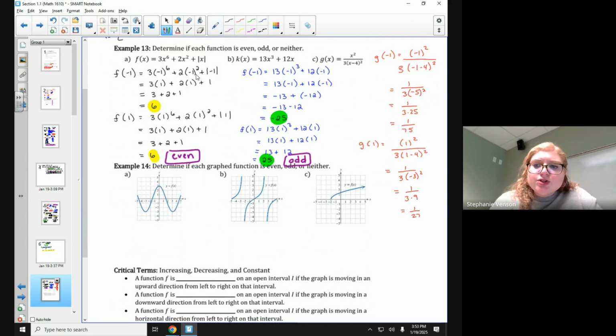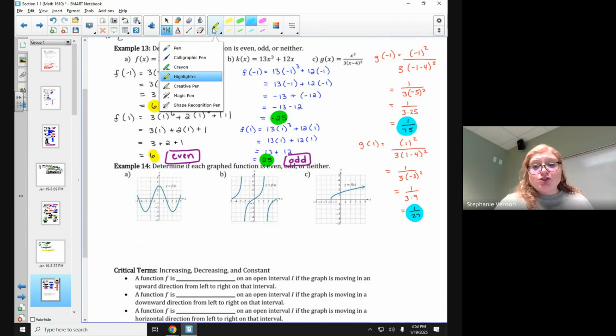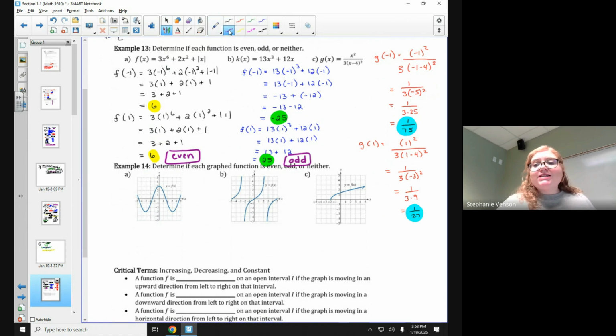Those two answers are completely different. I got 1 over 75 and 1 over 27. So since those two answers have nothing to do with each other, I would say that this one is a neither. Okay, so that's how you do even, odd, and neither if you are given a function. But now let's talk about even, odd, and neither if you're given a graph.